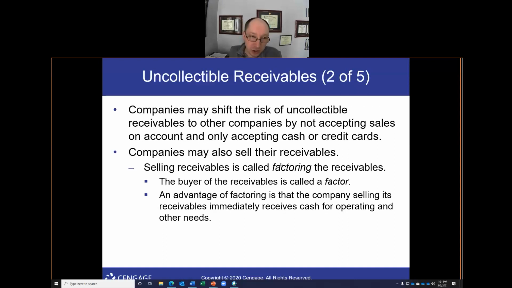When you sell to customers on account, sometimes they may not pay you back for the merchandise or for the service. Well, you know how that works. Oh yeah, I meant to pay you, but I forgot, or I never intended to pay you back. Things happen, right? So the company will shift the risk. So what does that mean?